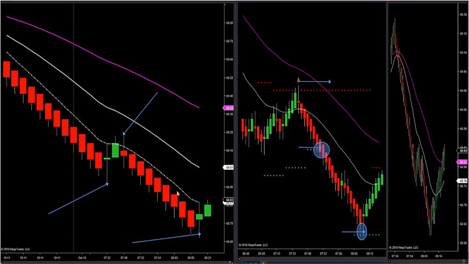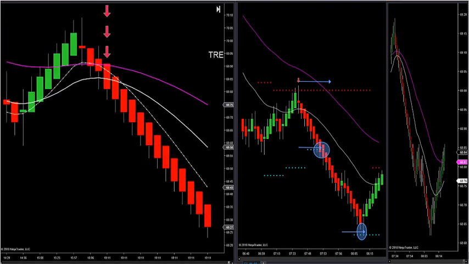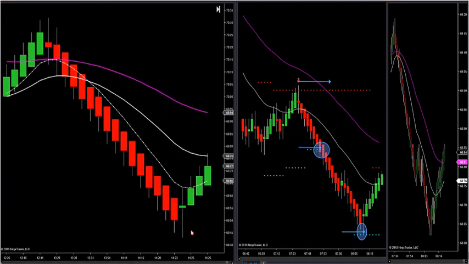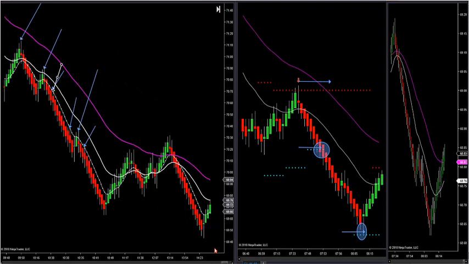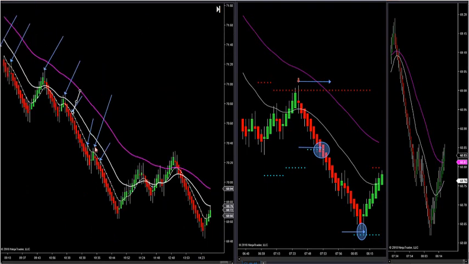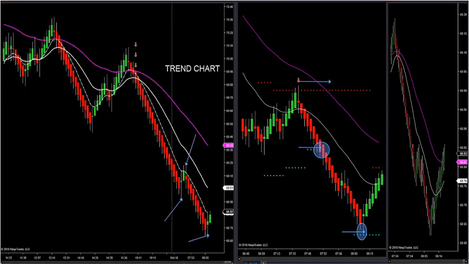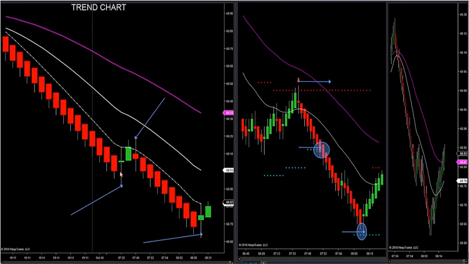We never had it here this morning. We never had it tick and touch. That's why we had no arrows on the 3-sim over here, you can see. But when it did it yesterday, when it touched it several times, here's a great arrow short. It had multiple entries yesterday. Here's a 3-sim arrow short right there.